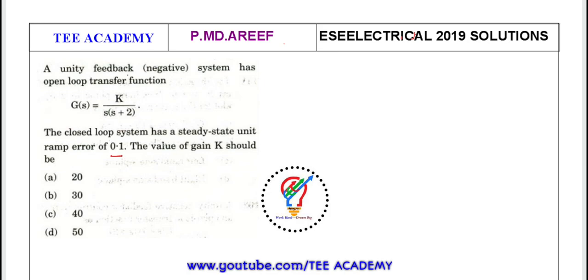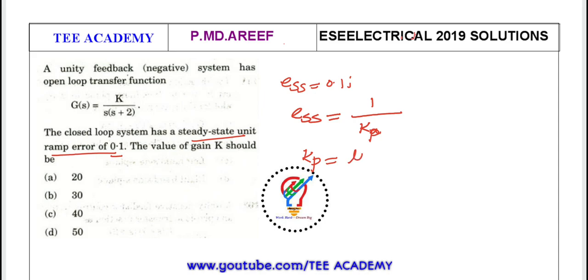The steady state error is given as 0.1. The value of gain k should be, now here they given ESS is equal to 0.1 and we need to find it for the ramp. Now in the previous questions we have seen this steady state error for ramp input. So it is 1 by Kv. So Kv, what is Kv?